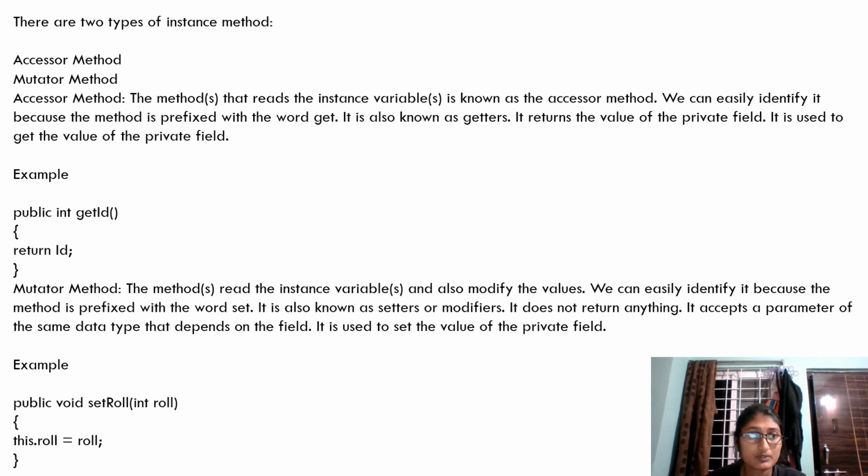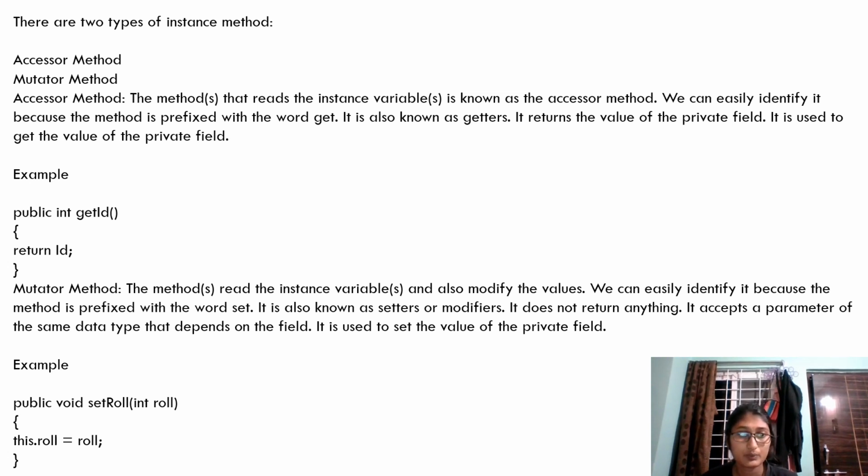There are two types of instance method: accessor method and mutator method. Accessor method. The method that reads the instance variables is known as an accessor method. We can easily identify it because the method is prefixed with the word get. It is also known as a getter, and it returns the value of a private field. It is used to get the value of a private field.